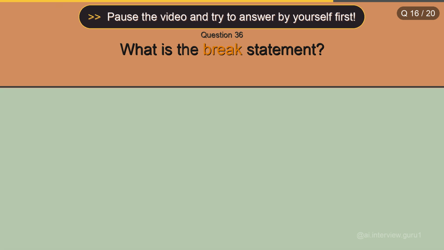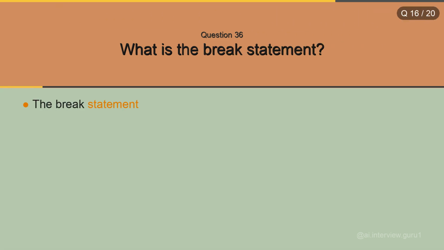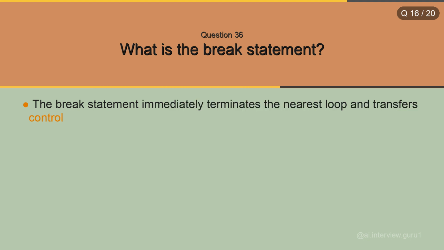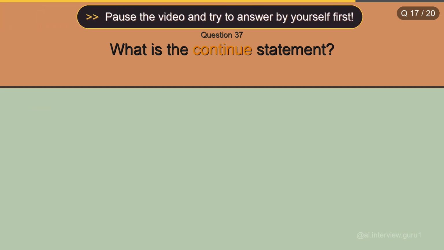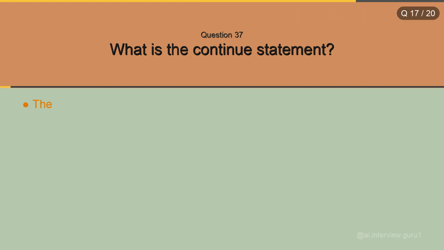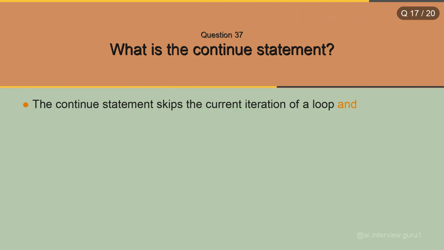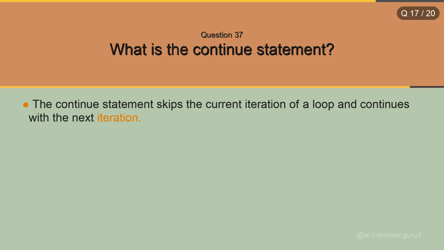What is the break statement? The break statement immediately terminates the nearest loop and transfers control to the next statement after the loop. What is the continue statement? The continue statement skips the current iteration of a loop and continues with the next iteration.